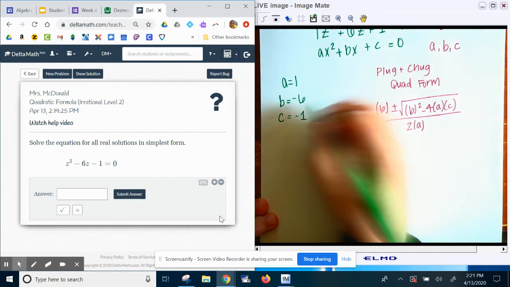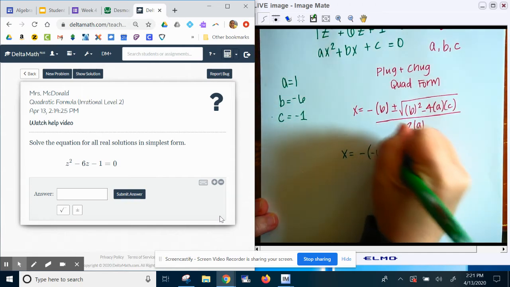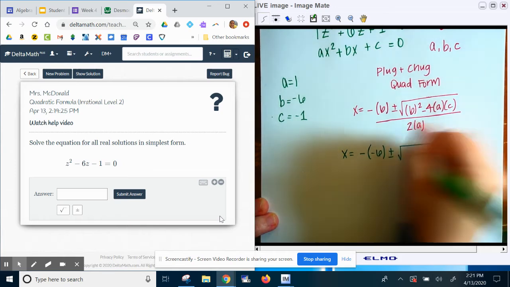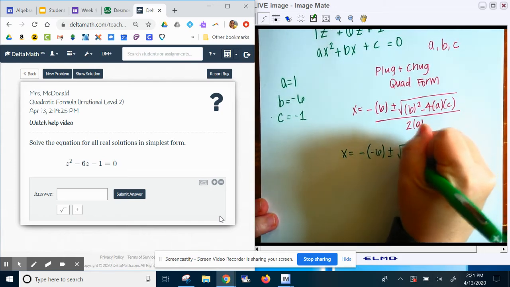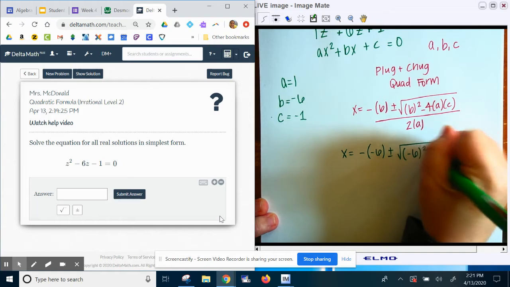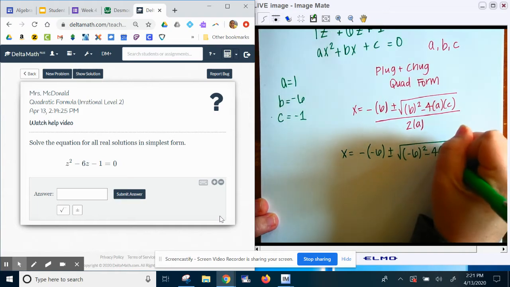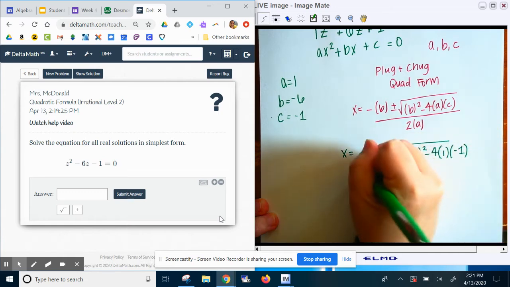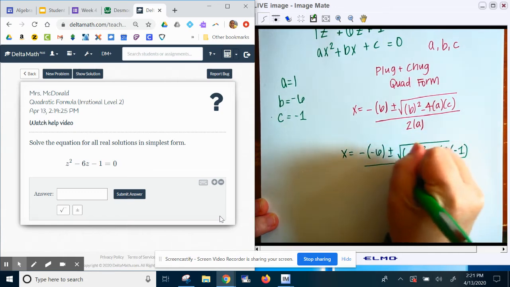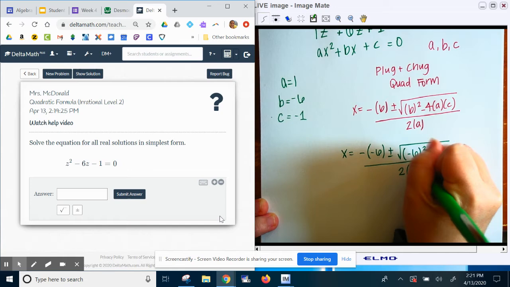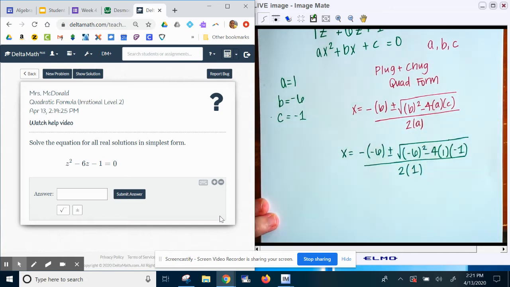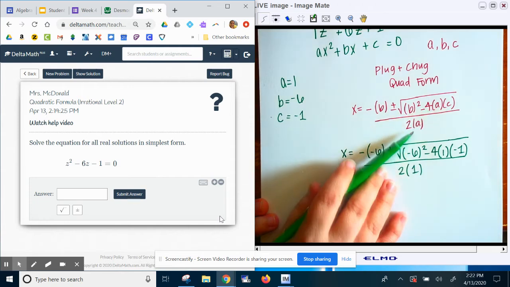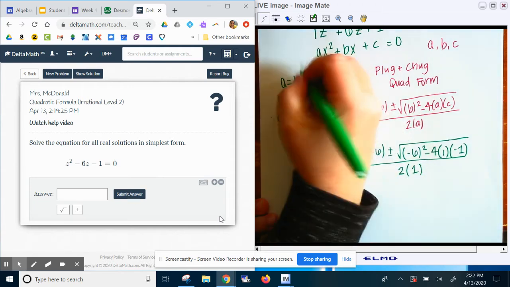So if I'm plugging and chugging in there, I start with x equals the opposite of b, and b this time is -6, plus or minus the square root of b, which is -6 squared, minus 4 times my a, which is 1, times c, which is -1, all over 2 times a, which is 1. And I always like to double check. My a should be in two places, by the 4 and by the 2. 4 and 2 both have a 1.